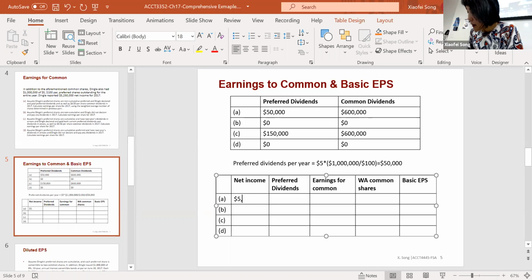Okay, so the net income for each year is the same. So I'll just copy it all the way down. It's $5,250,000.